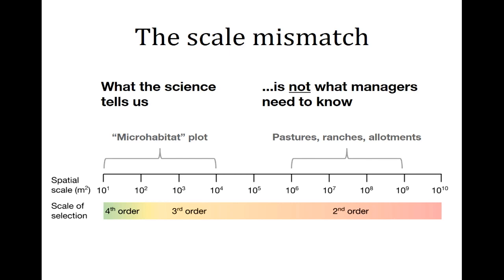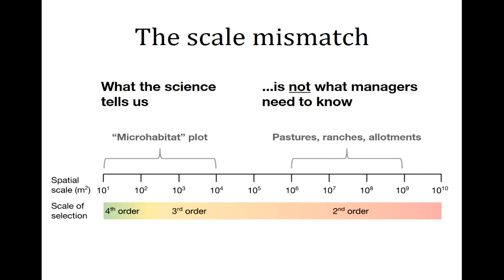But I would argue that there's a problem with this, and a lot of the problem stems from the fact that there's a big scale mismatch between what the science tells us and what managers want to know. So these microhabitat plots, and this is on the log scale, so the disparity is even larger than it looks on this, typically range from a few meters to maybe 100 meters on either side of a place that was actually used by a sage-grouse, say a sage-grouse nest, for example. Managers, though, are dealing with areas like pastures or ranches or entire BLM allotments. So these are much, much bigger areas.